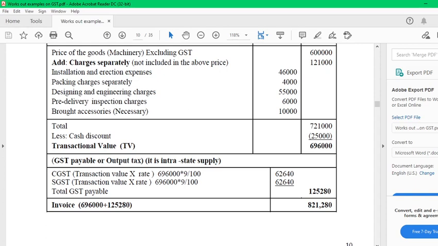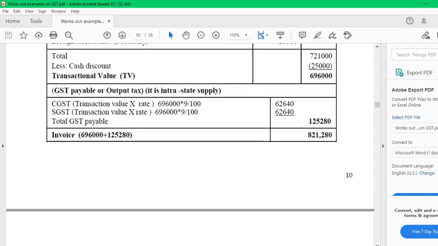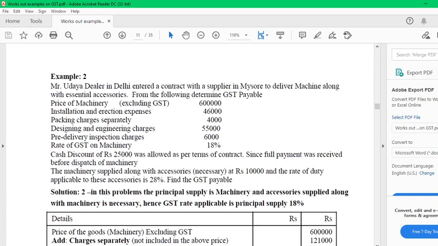18 divided by 2 means 9. 9% CGST, 9% SGST: 62,640, 62,640, total 1,25,280. Total comes to invoice 8,21,280. Then come to example 2.